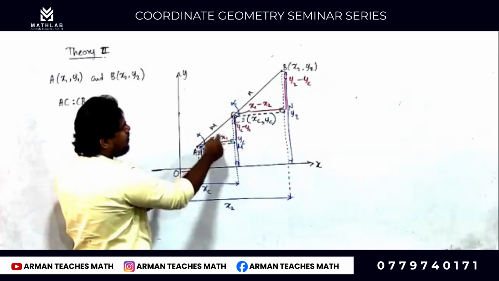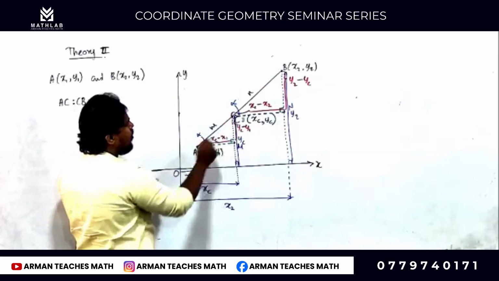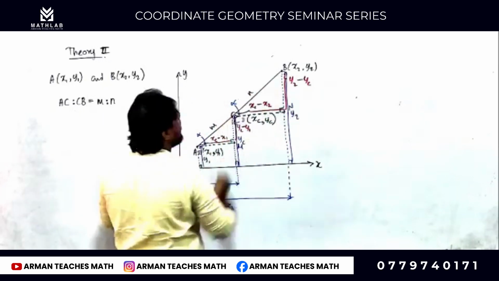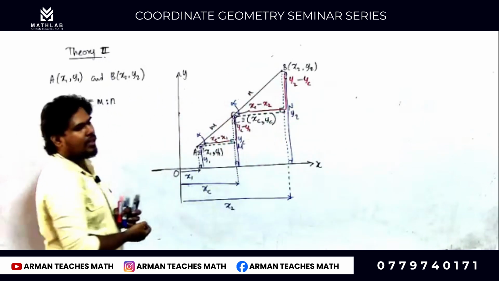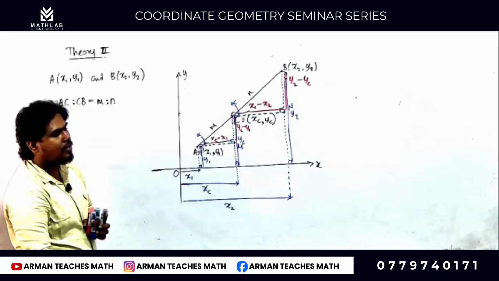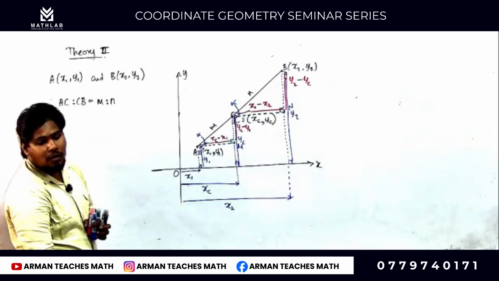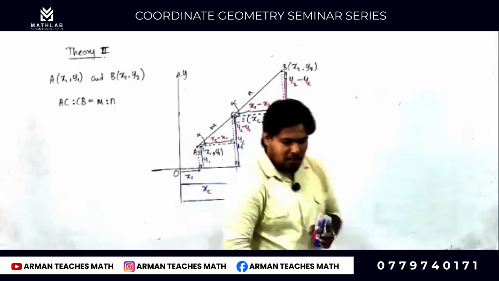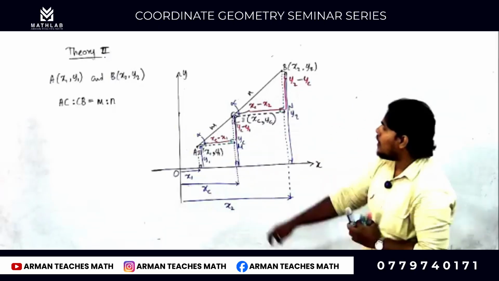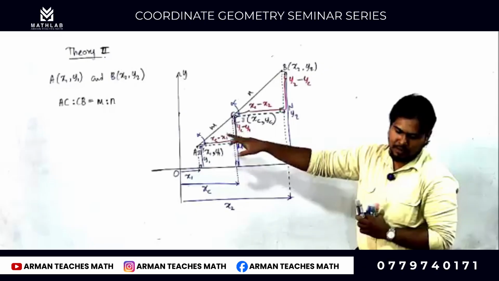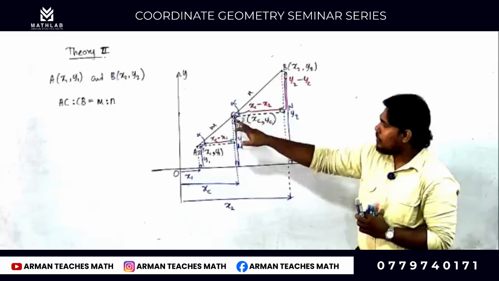So what can you tell about this right angle triangle AMC and right angle triangle CNB? What can you tell about them? Don't say congruent. What can you see as a similarity between these two triangles? Write a message in the chat box. What is the similarity between these two?